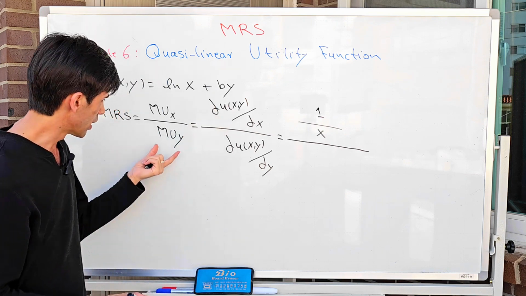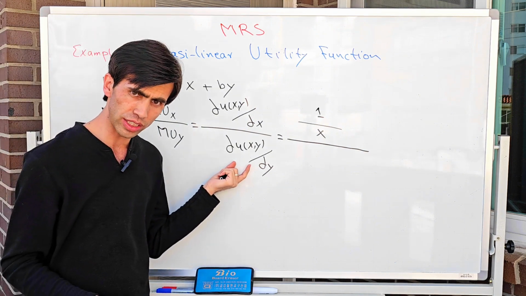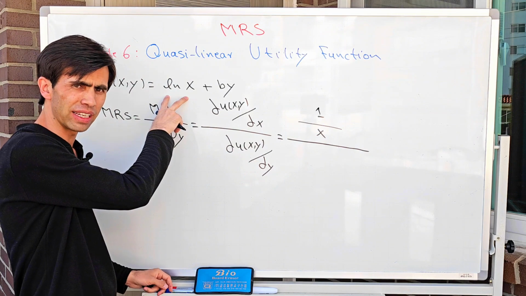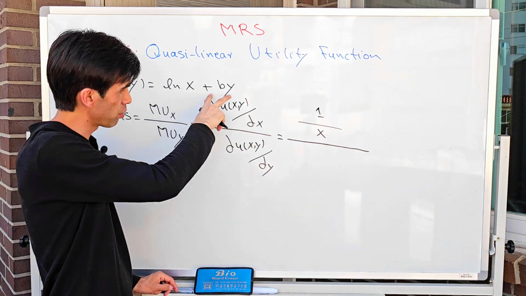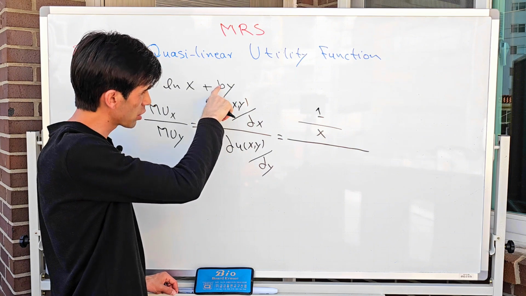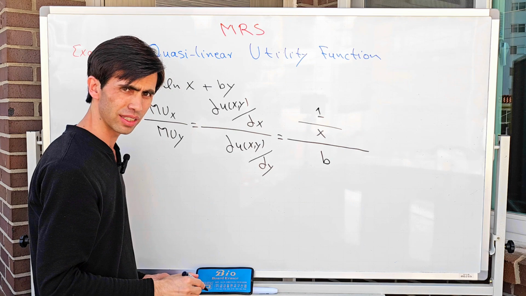Now the marginal utility of y, which is equal to the partial derivative of the utility function with respect to y: this part doesn't have any y, so it is equal to 0. This part has y, so the derivative of this part with respect to y is just equal to b.